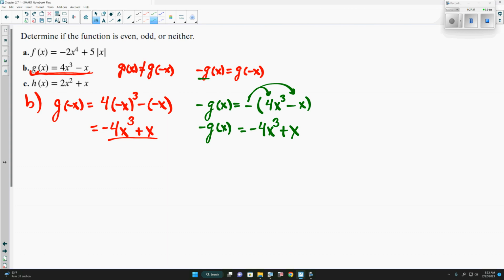Now for our odd, negative g of x needs to equal g of negative x. Are these two equal? Are these two the same? Yes. So that means this function is odd, or it is reflective across the origin.